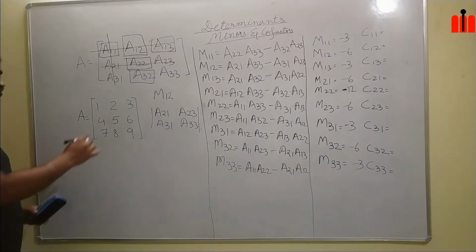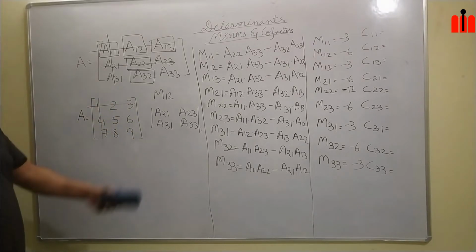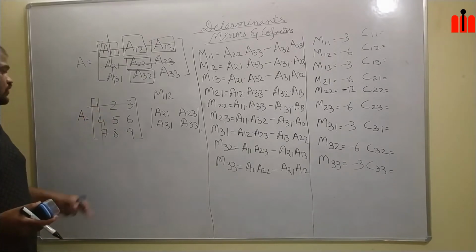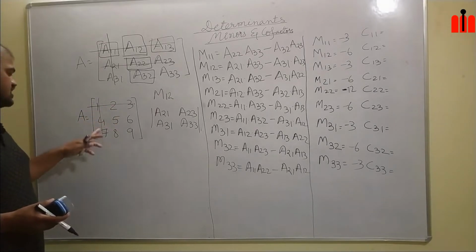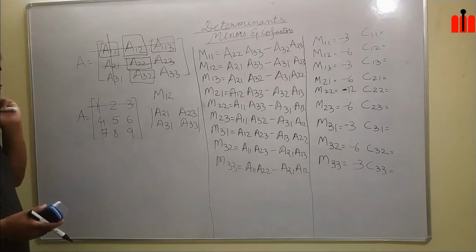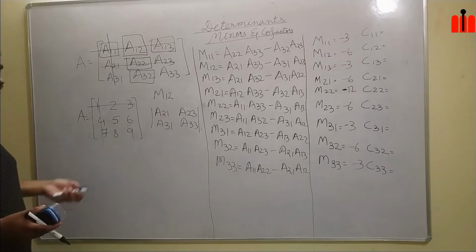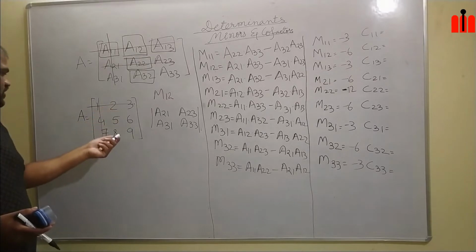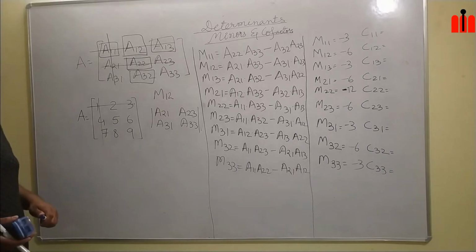M11, first row first column gone. 5 9s are 45, 6 8s are 48. 45 minus 48 is minus 3. M12, first row second column. 9 4s are 36. 36 minus 42. 36 minus 42 is minus 6. M13 is first row third column strike off. 8 4s are 32. 32 minus 35 is minus 3. Right? So M11, M12, M13 is checked.